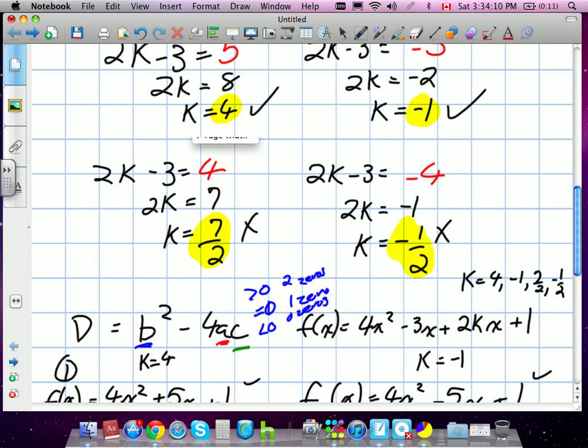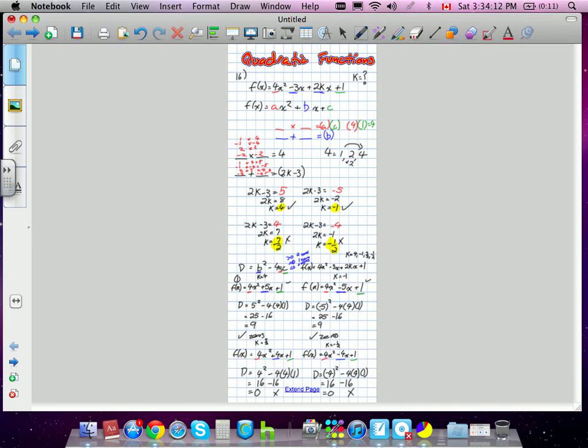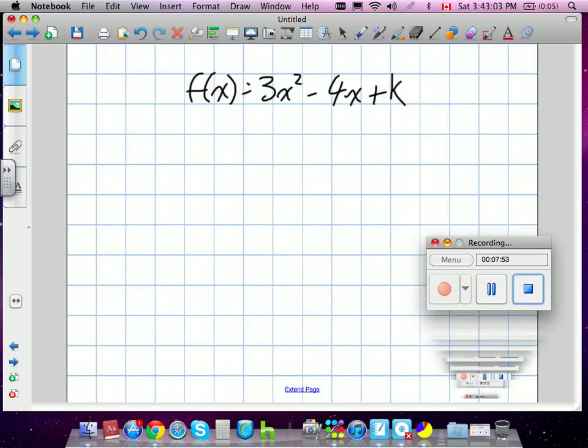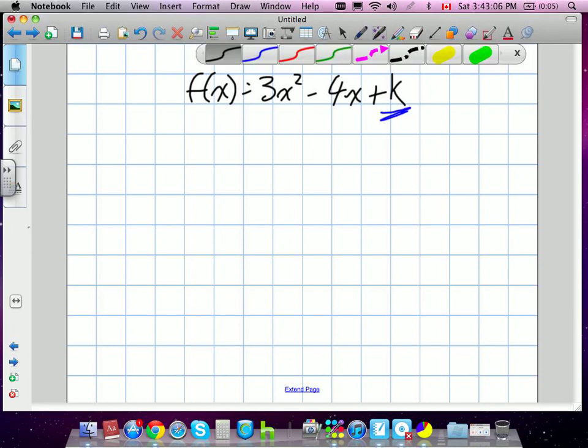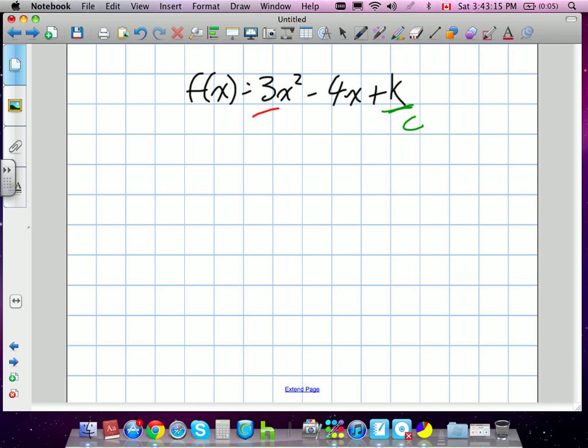So I was only able to come up with 2 answers here. They wanted us to know the k values. The k values that worked, when we jump back up to our answers: this guy did not work and this guy did not work. He worked and he worked. So k value of 4 or -1 gave us answers that had 2 zeros or 2 x-intercepts in the end.